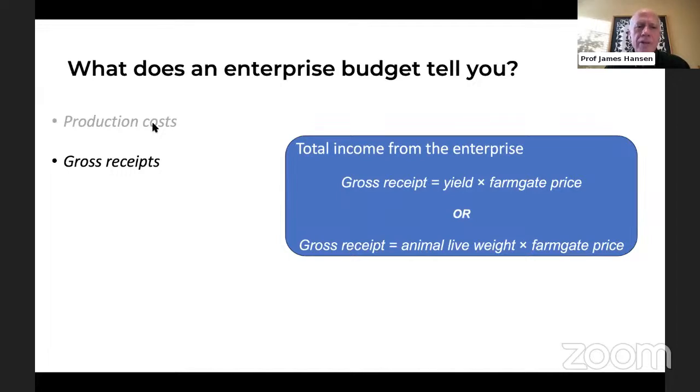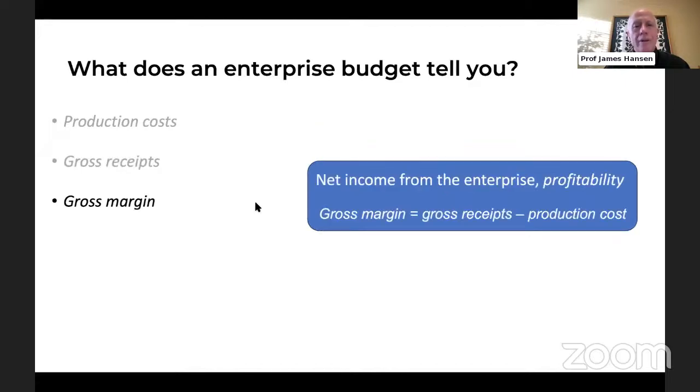Gross receipts are the total income coming from that enterprise in a given year. So in the case of crops, it's yield times farm gate price. Or in the case of livestock, it's animal live weight times farm gate price. So that's quite simple. Gross margin is net income coming from the enterprise per unit land area or animal, or profitability. And it's simply gross receipts, money coming in, minus production costs, money going out.